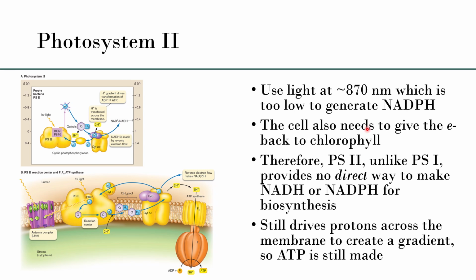Now, they use light that's even lower energy, 870 nanometers. This is too low to generate NADPH. You need a little bit higher energy to do that. So between the cell needing to give back the electron and the fact that they're using such low level energy light, they have no direct way of making NADH or NADPH for biosynthesis. This is primarily used to make ATP.